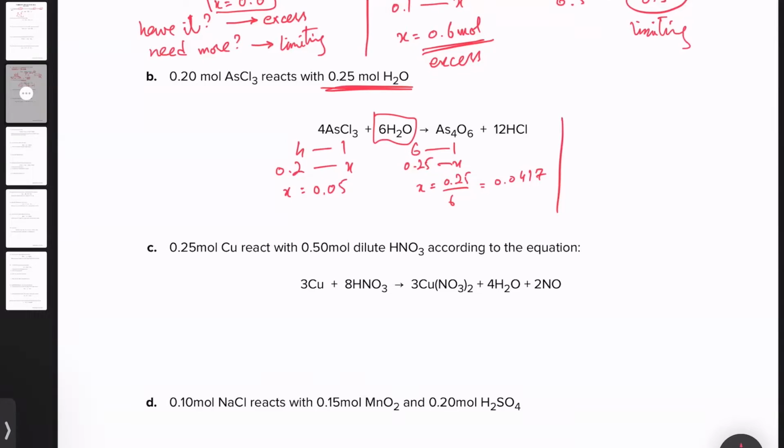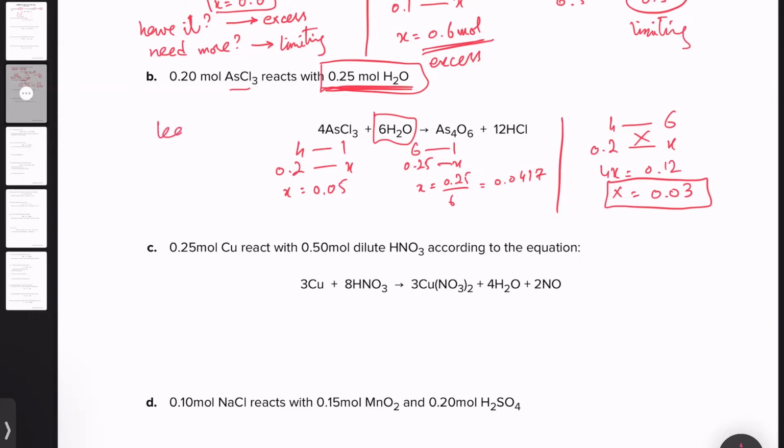You could compare AsCl3 with H2O. You could be like, okay, 4 needs 6, so 0.2 will need X. Cross multiply, 4X is equal to 0.12, X is equal to 0.03. Do you have it or do you need it? You don't have it, right? We need more, right? So that means it is the limiting reactant. You could do that here. So either method will work.